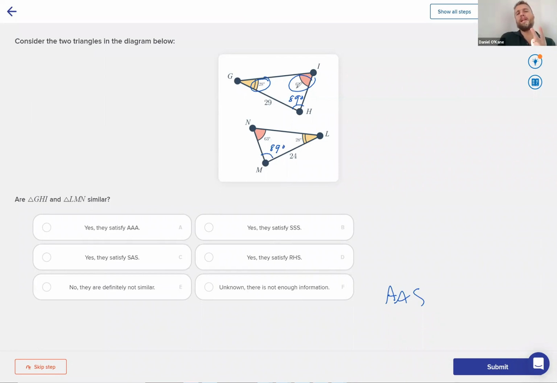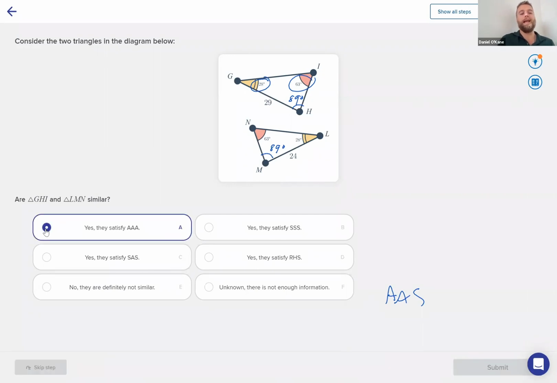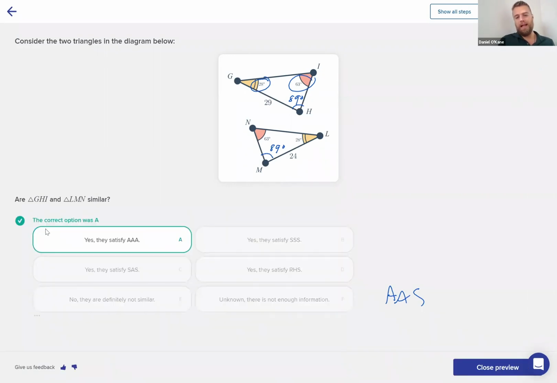So when you have 2 equal angles in a triangle, you really have 3. You have those 3 equal angles because all triangles have the sum of their angles making 180 degrees. Those 3 angles add to make 180, so you know that missing angle is going to be 89 in both. So you can say yes according to AAA, angle, angle, angle similarity. In some textbooks, you will get AAS as a similarity test, and that's because it's the same really as AAA. It's not really anything to do with the side.